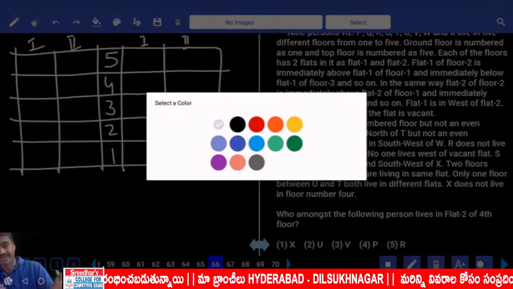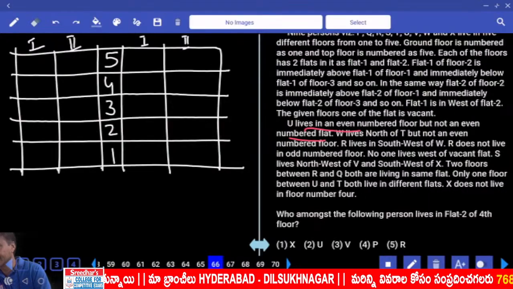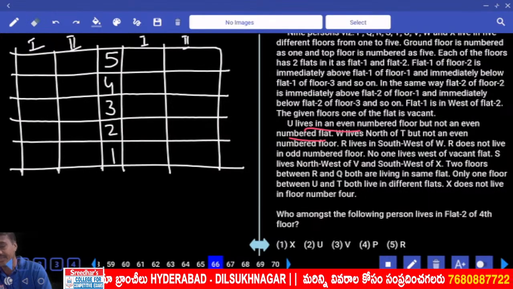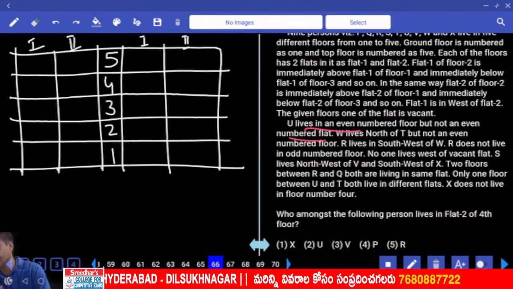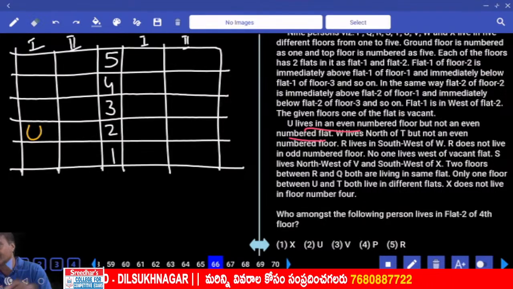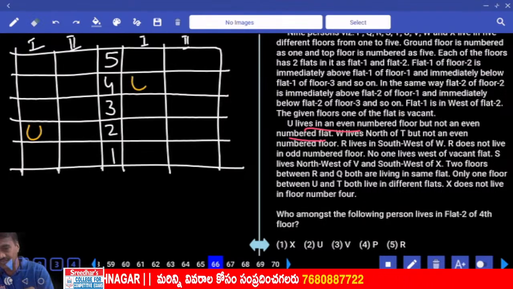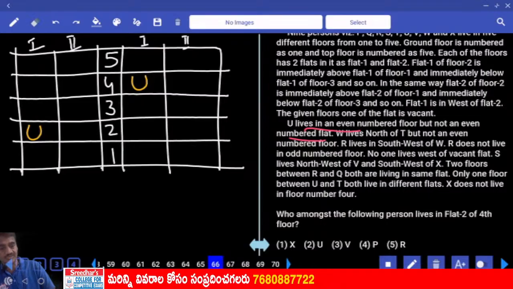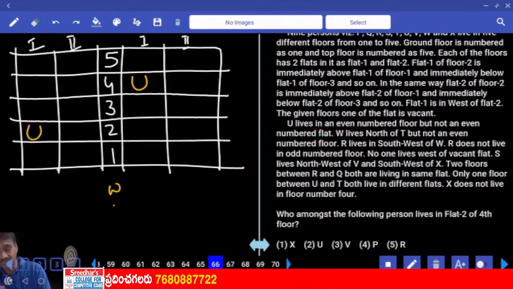Even number floor means second floor or fourth floor. Then which flat? First flat. And so U can be second floor first flat or fourth floor first flat. The next one, W lives to the north of T. Now where is this W? W is to the north of T, but not on an even number floor, and so W must be on an odd number floor.